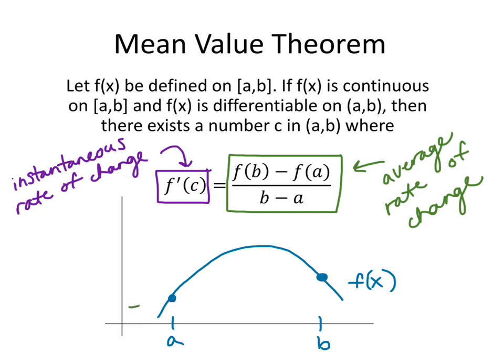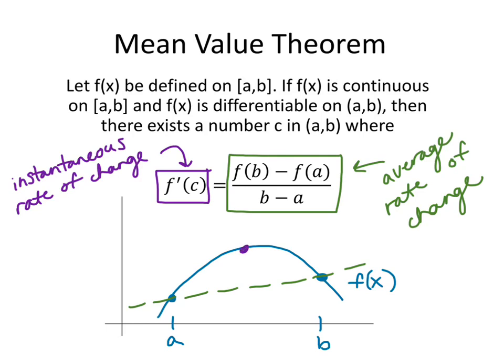If we take the average slope from a to b, I'm going to go ahead and draw the line in green. Think of the slope of that line as your average rate of change. Now, the mean value theorem asks you to consider this. There's got to be a point somewhere in that interval where the tangent line has the exact same slope.